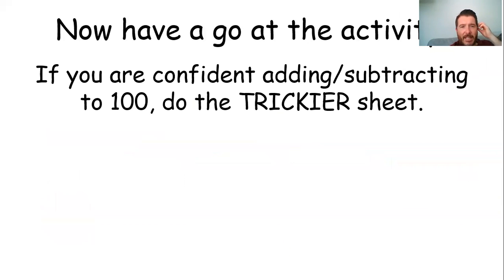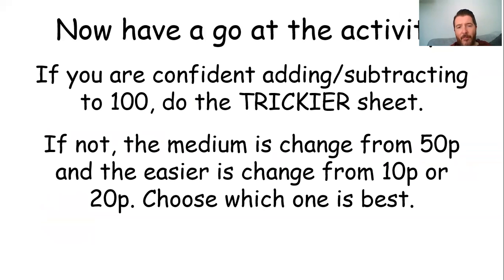Okay, now have a go at the activity. If you're confident with adding and subtracting to 100, do the trickier sheet. If not, the medium is change from 50p, and the easy is change from 10p or 20p. Choose which one is best. Don't forget to show your calculations, and don't forget to draw the coins that you need in change. Okay, just the change coins.